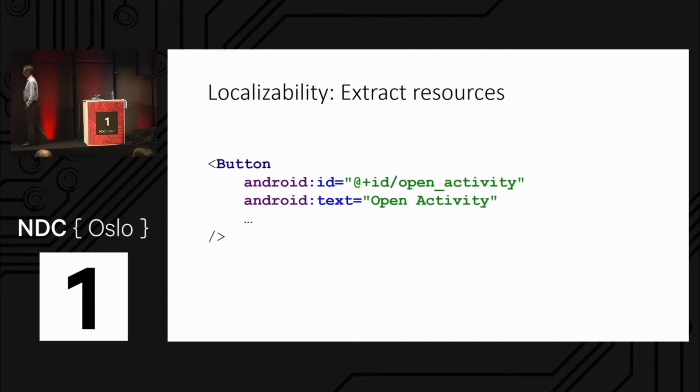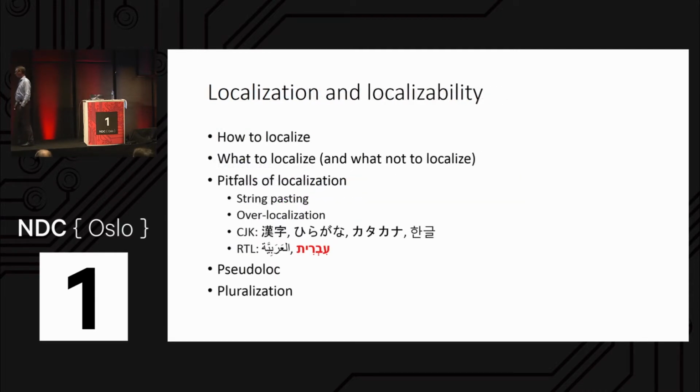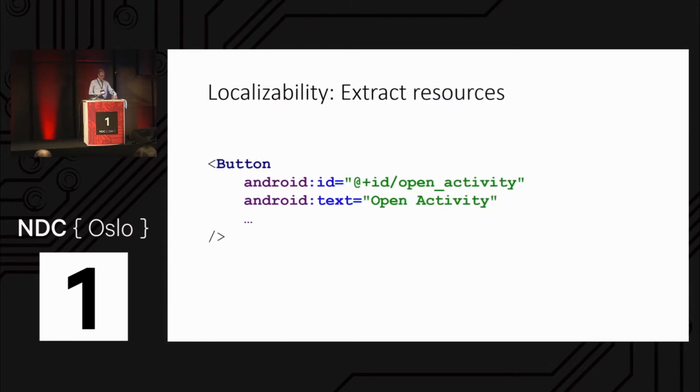I'm going to talk about a tool called PseudoLoc, which is very useful for verifying that you've done sensible things with localization. And pluralization, which is also a surprisingly difficult subject. So how do we localize stuff?